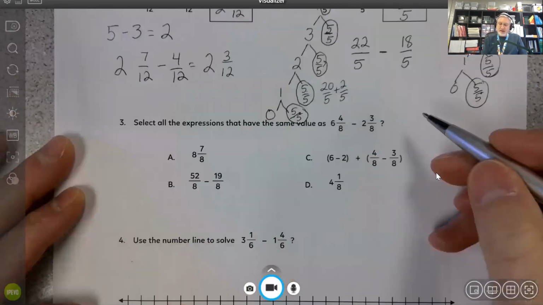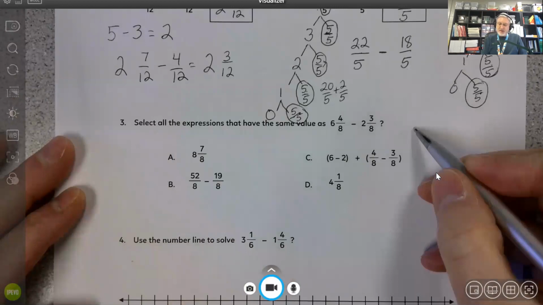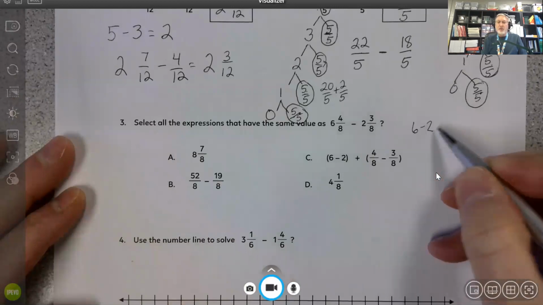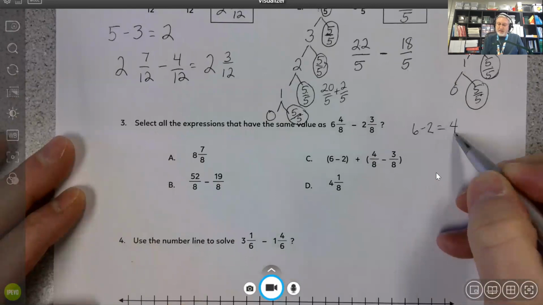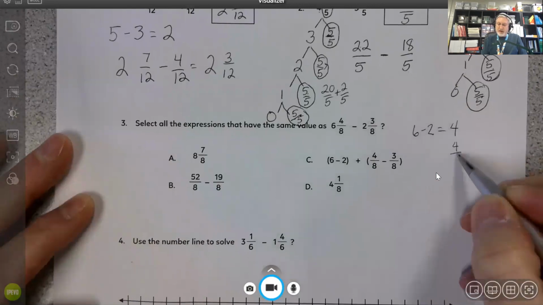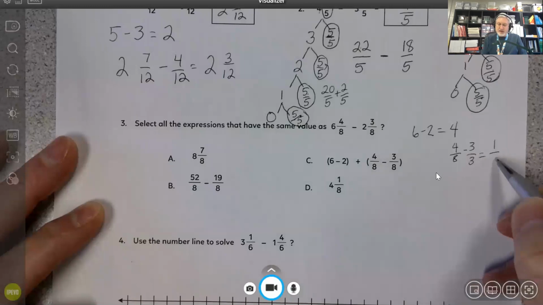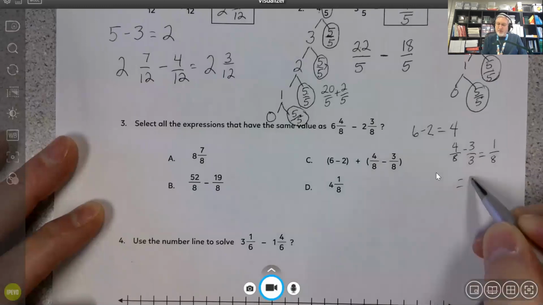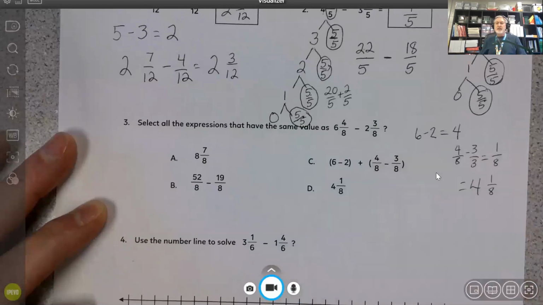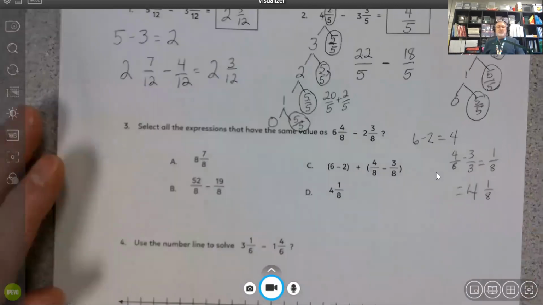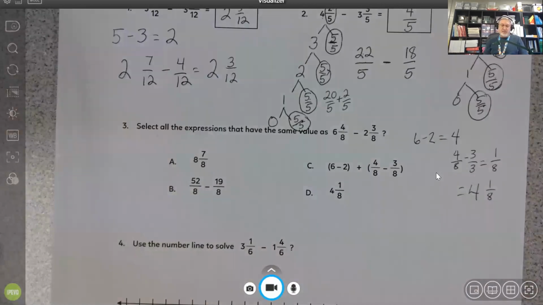So if I take 6 minus 2, I get 4. And if I take 4/8 minus 3/8, I get 1/8. So my answer should be 4 and 1/8. All right, let's look and see all the answer choices that could be correct.